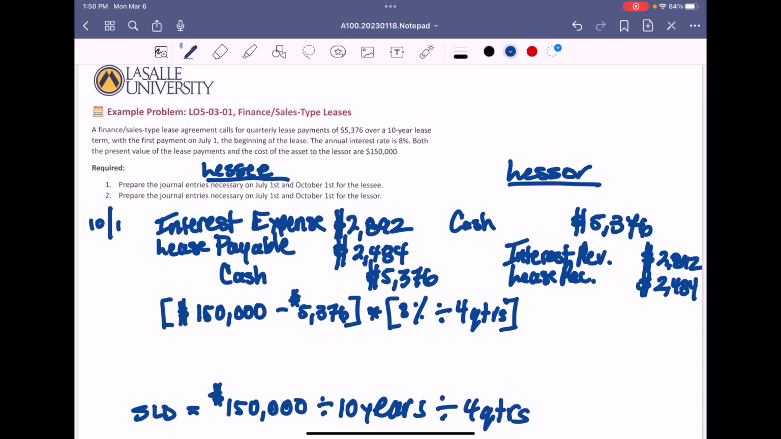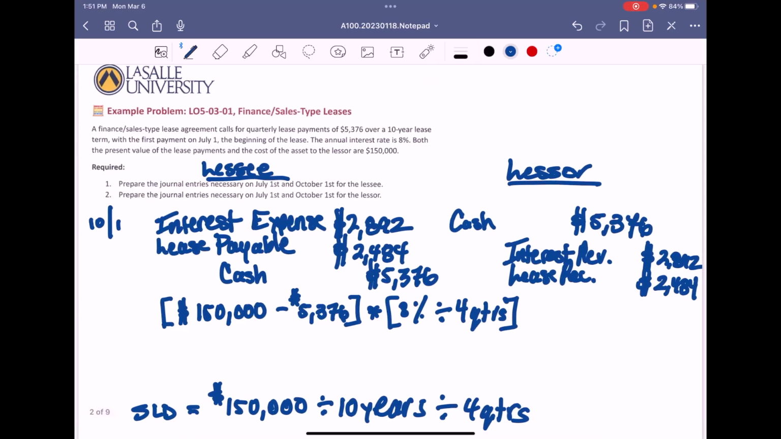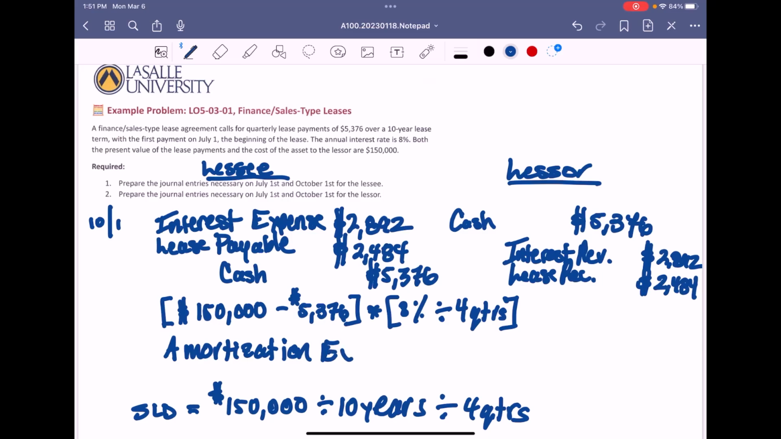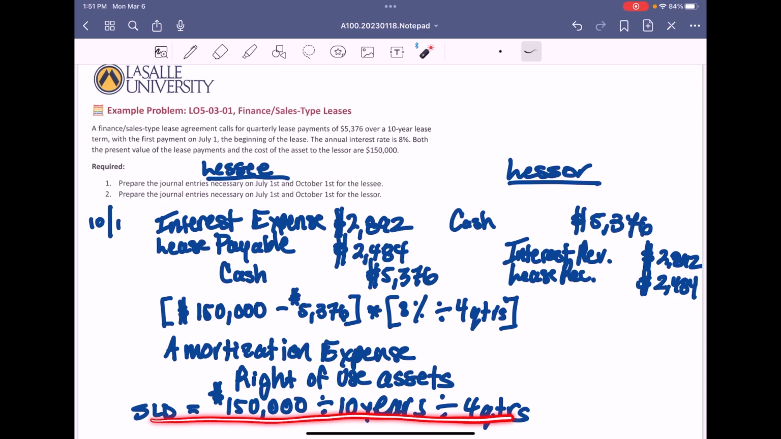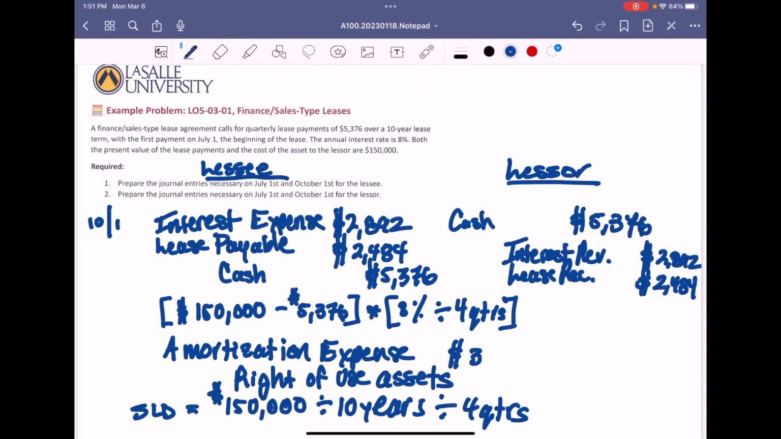Okay. So we're going to say depreciation expense, but on a leased asset, it's going to be called amortization expense instead of depreciation. Amortization expense. And instead of using an accumulated amortization account, we're going to just credit the right of use asset. And the number that you will get if you do this calculation down here is going to be $3,750. Okay.